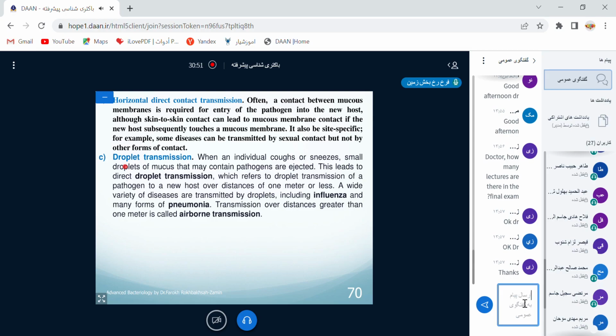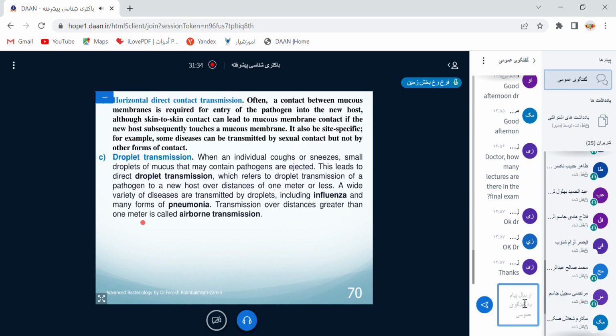Droplet transmission. When an individual coughs or sneezes, small droplets of mucus that may contain pathogens are ejected. This leads to direct droplet transmission, which refers to the droplet transmission of a pathogen to a new host over short distances. A wide variety of diseases are transmitted by droplets, including influenza and many forms of pneumonia.